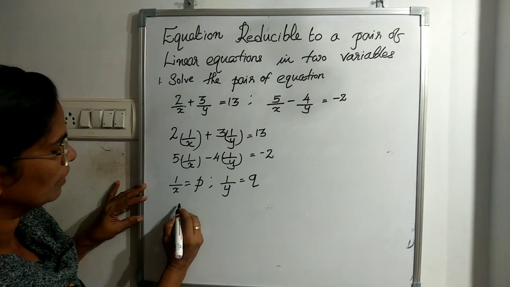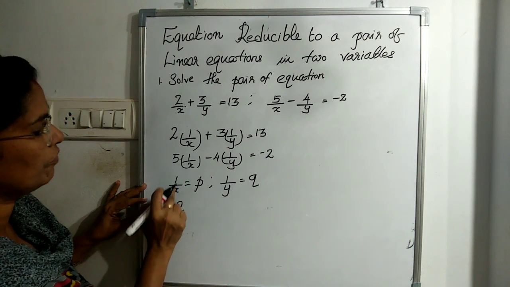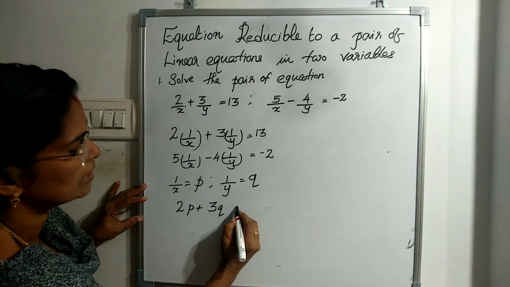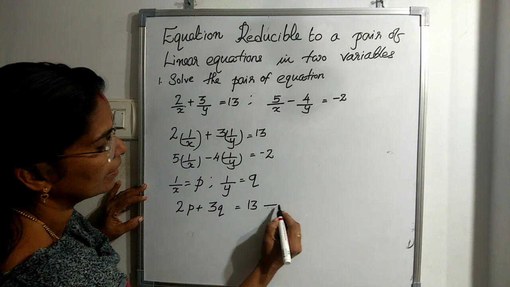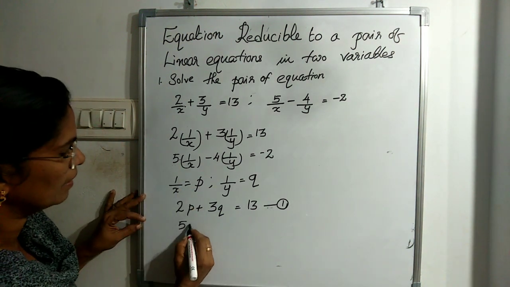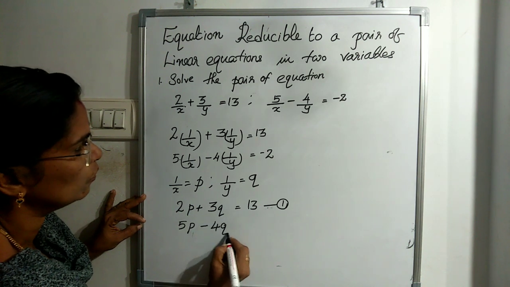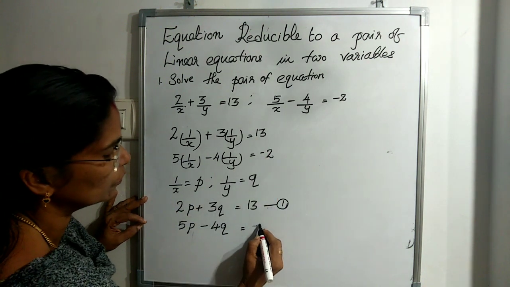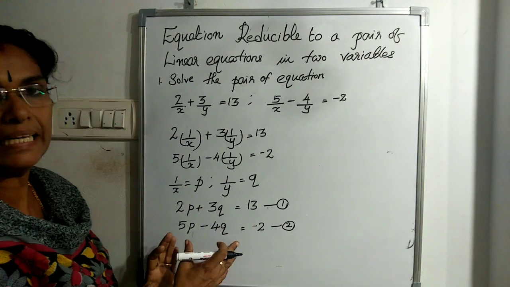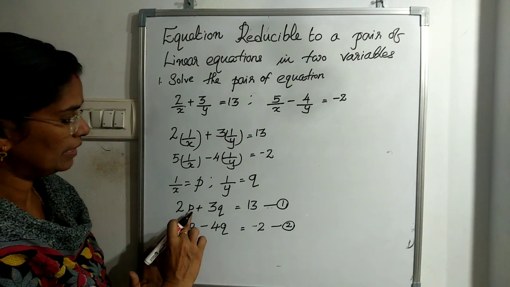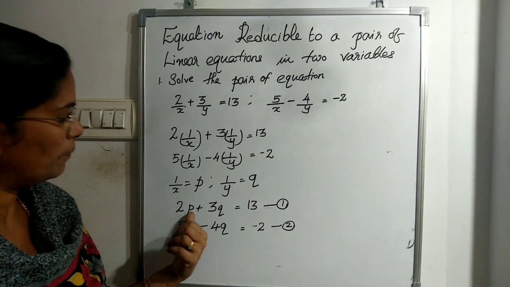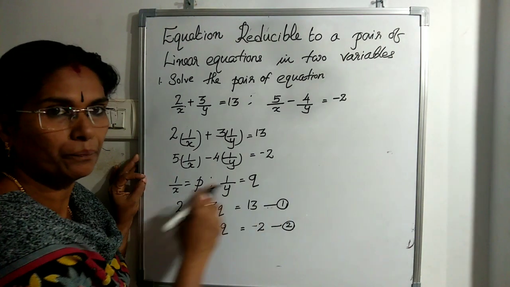So the equations become 2p plus 3q is equal to 13, which we can write as our first equation, and 5p minus 4q is equal to minus 2. Now the equations are linear equations in two variables. The variables are p and q, not in x and y form. It is in the linear equation form.